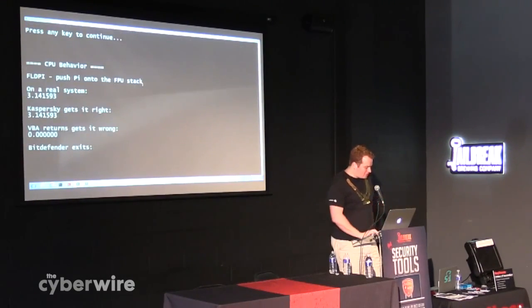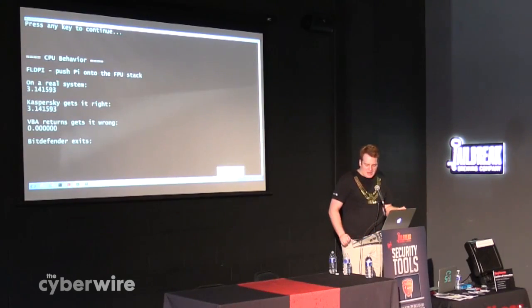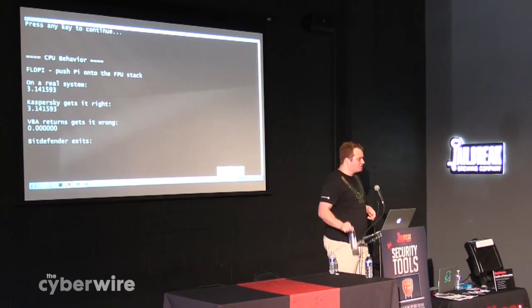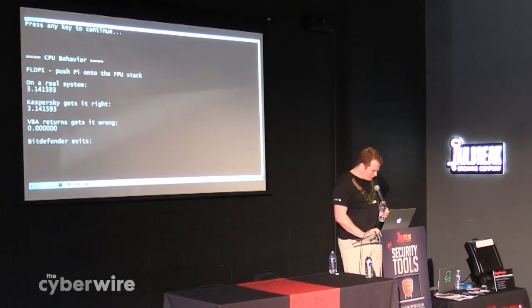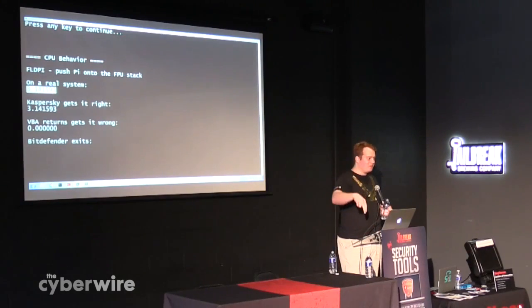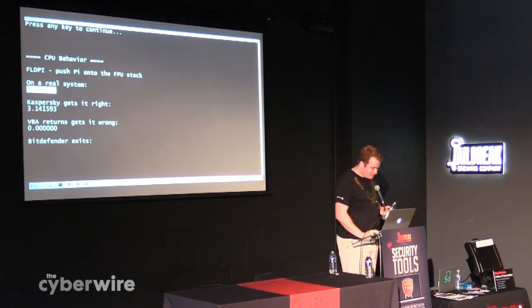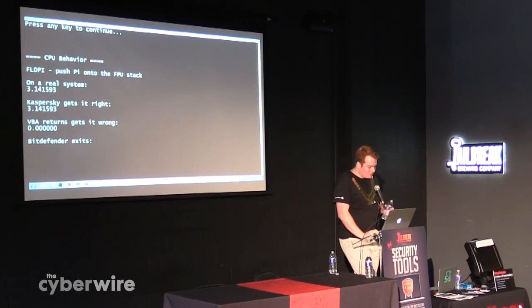One of my other favorite artifacts, CPU behavior. We can look at fldpi, such a strange, complex instruction set instruction. In x86, there's actually an instruction that will push the value pi onto the FPU stack. I think it's slightly truncated here. I don't know if this is a full floating point value, but you see 3.14159. This is an actual instruction, puts this on the floating point stack, and we just pulled it off from the floating point stack with some inline assembly. In Kaspersky, they get it right, and they actually emulate 3.14159. In VBA, the fldpi instruction returns 0.